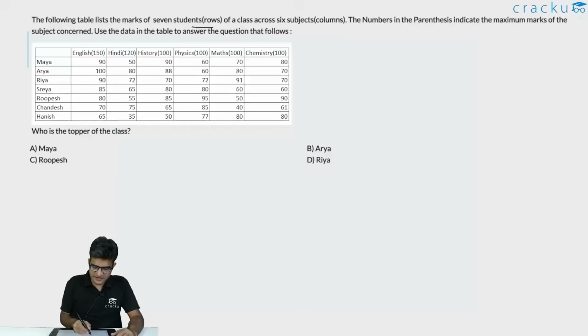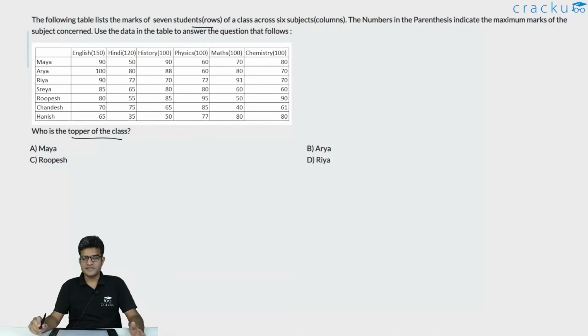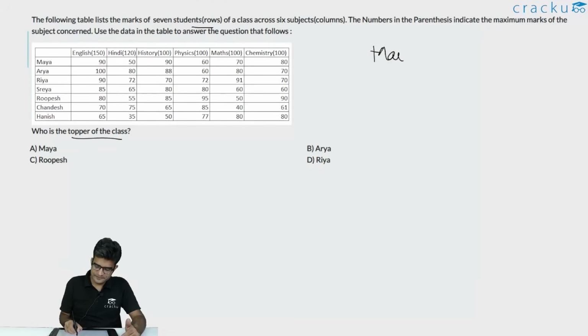In this question, we are given a table which contains the marks of 7 students. And we are asked to calculate which of the 4 students is the topper of the class. So let us calculate the sum of the scores of each of the 4 students. What is the total score of Maya?